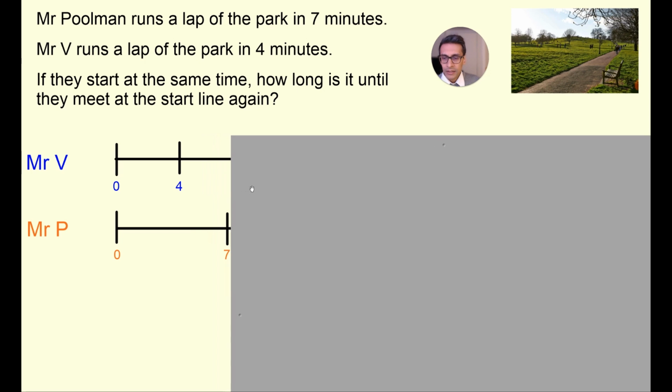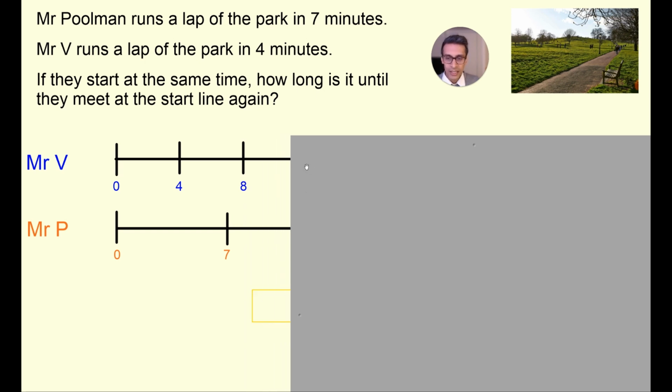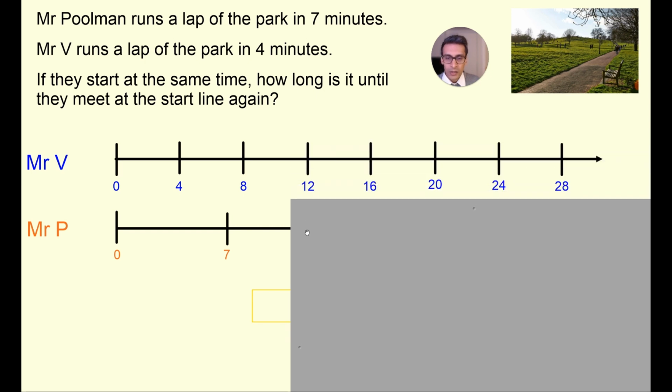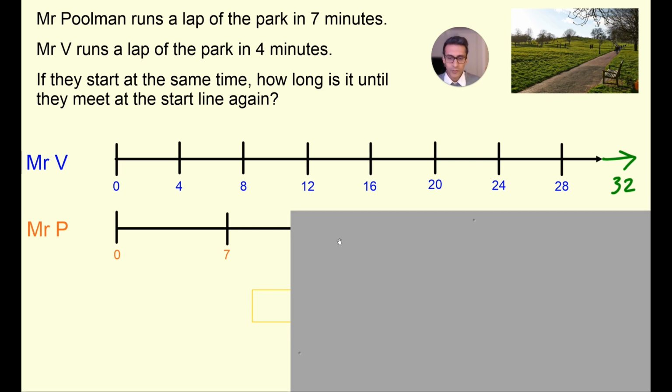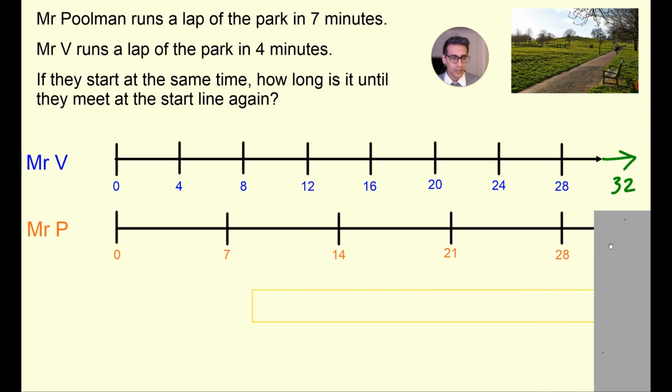And then at 7 minutes, Mr. Pullman's done his lap, and Mr. V's a minute later finished his second lap. As this keeps going, you can see that Mr. V follows these times to the start line, and we're assuming they just keep on running. So after 28, you're going to get 32 minutes, and then it just keeps going. And in the case of Mr. Pullman, you get the 7 times tables. You get 7, 14, 21, 28. And again, that also keeps going.